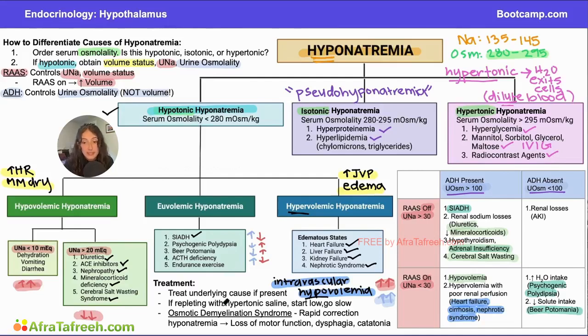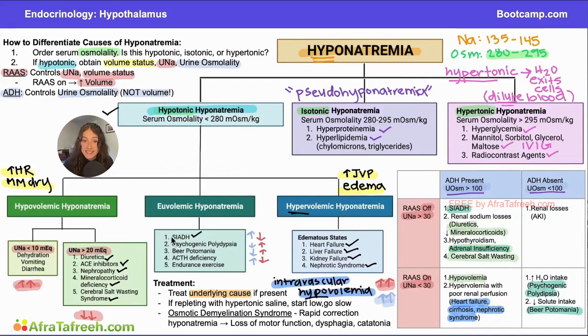But how are we going to treat the hyponatremia? Well, usually we treat the underlying cause if there's one that is present. So if someone has liver failure that is causing their hypervolemic hyponatremia, we should treat their liver failure and it'll probably improve. If someone has dehydration, vomiting, or diarrhea, we would give them something like normal saline because that is what they're losing. They're losing salt and water.